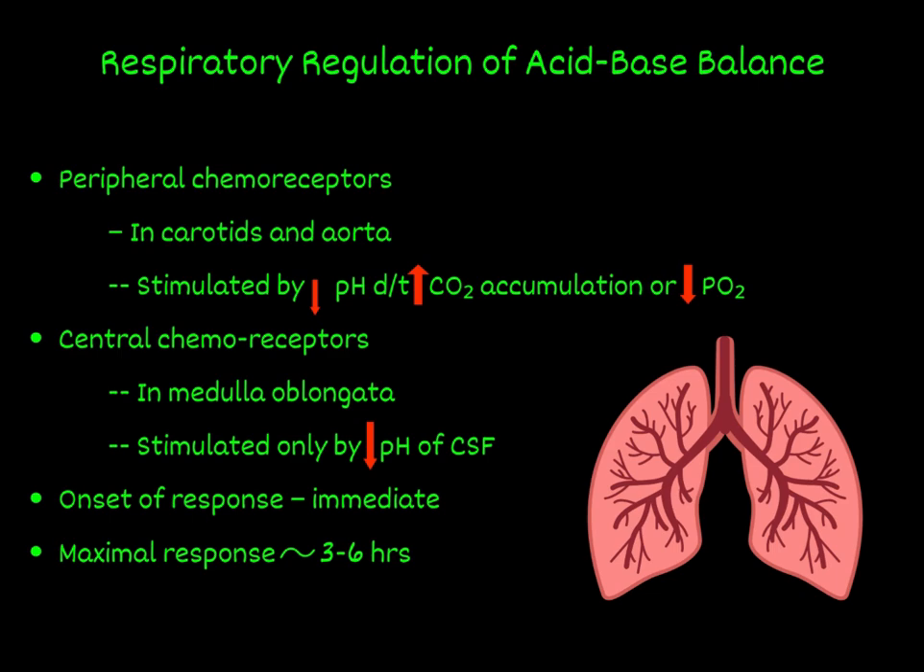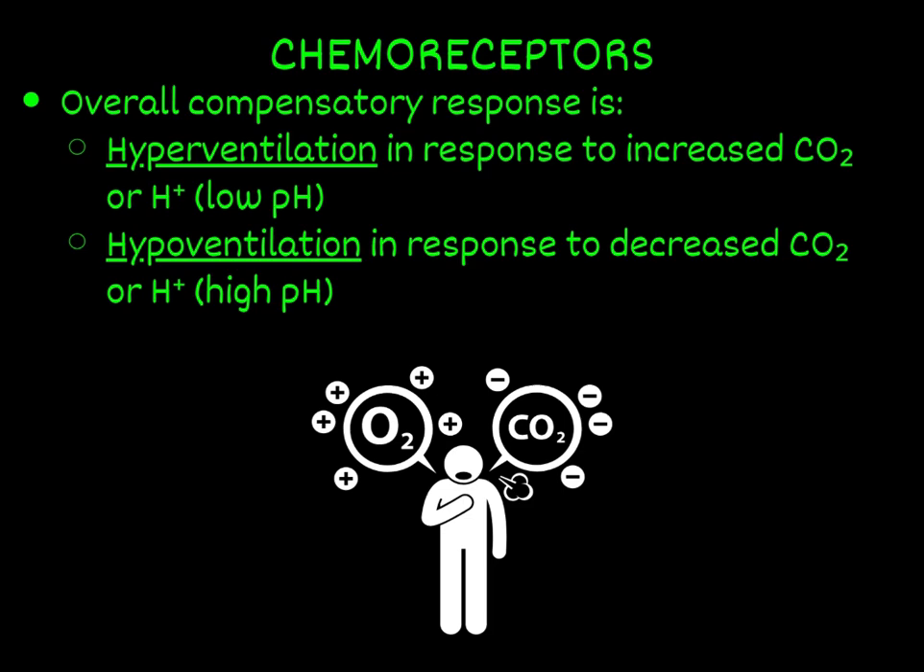The lungs' buffering action is rapid but has limitations. They can only adjust volatile acids like carbonic acid, which gets converted to carbon dioxide, not bicarbonate or non-volatile acids like ketones. How the lungs respond to pH changes.